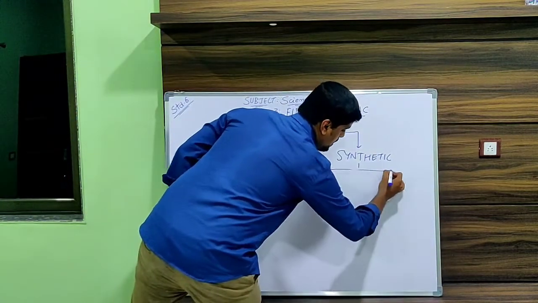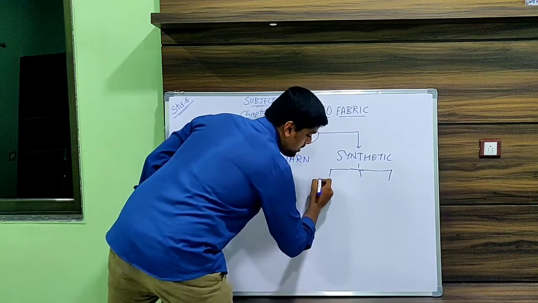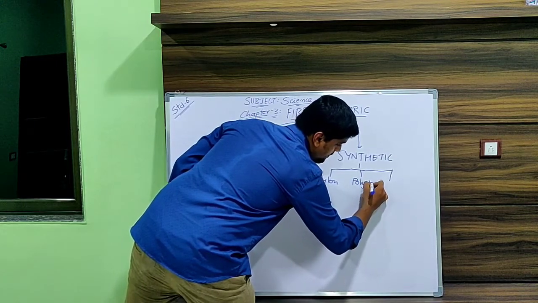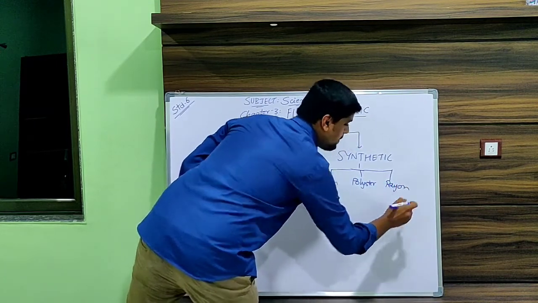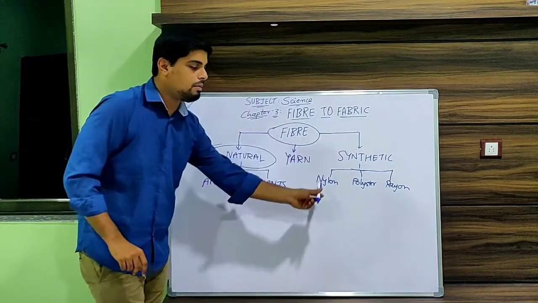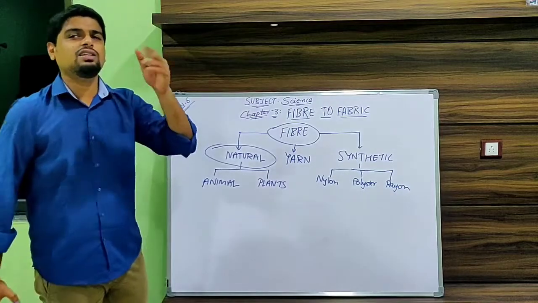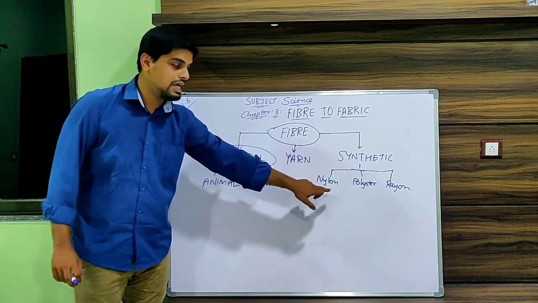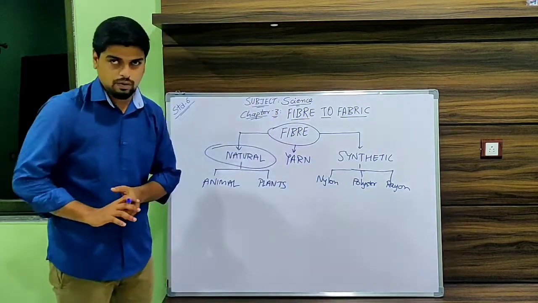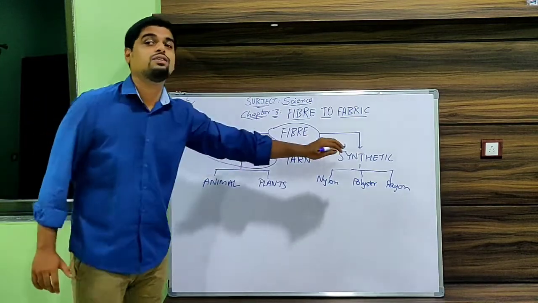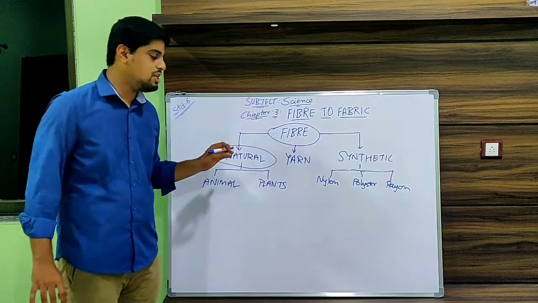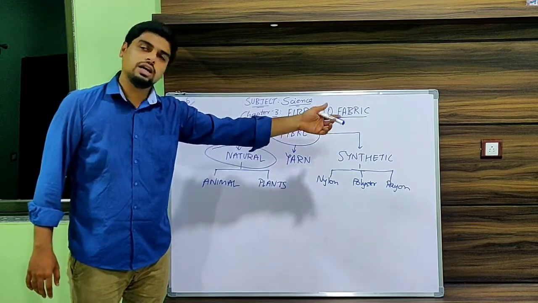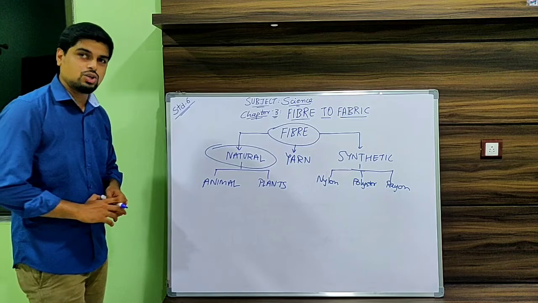So, you have to just remember some synthetic fibres. One is nylon, another is polyester, and last is rayon. There are many other synthetic fibres, but you have to remember these examples. If someone asks what is synthetic fibre and to give examples, you can define synthetic fibre and give examples like nylon, polyester and rayon. Is it clear, students? What are natural fibres and what are synthetic fibres? It is very simple. Natural are from natural resources. Synthetic are made by human beings in laboratories. Is it clear, students?